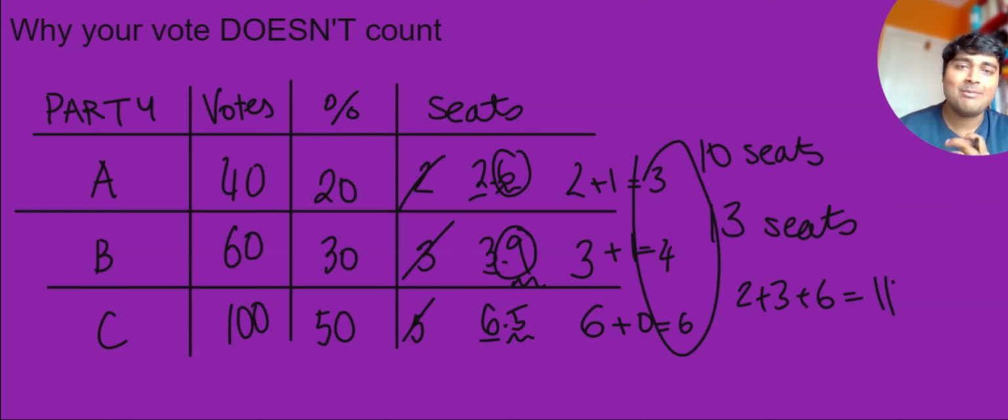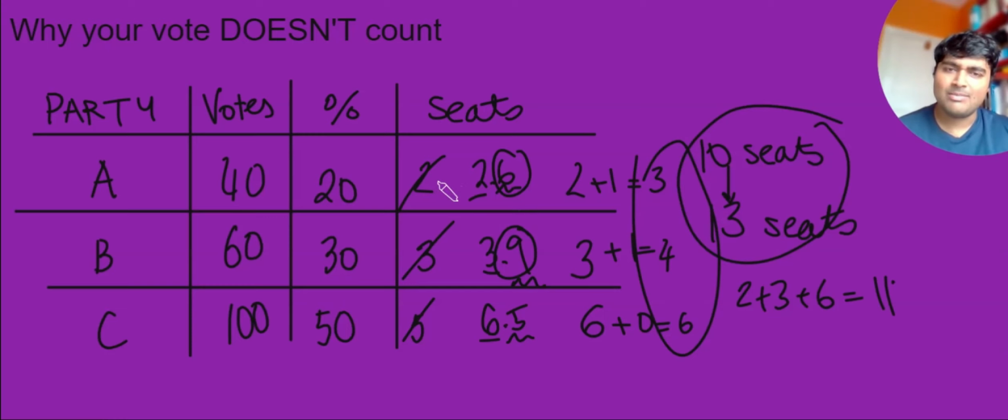However, here's where the Alabama paradox comes into play. In 1880, it turned out that there was a scenario where if you increase the number of seats, like we did here, that actually caused the numbers to go down.